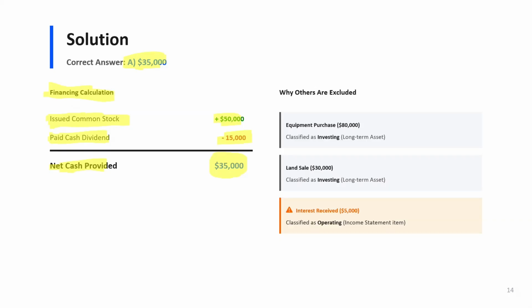Why are the other ones excluded? They purchased $80,000 of equipment, related to investing because it's a long-term asset. They sold land for $30,000, also related to investing because it's a long-term asset. Interest received of $5,000 is an income statement item, therefore it is operating.